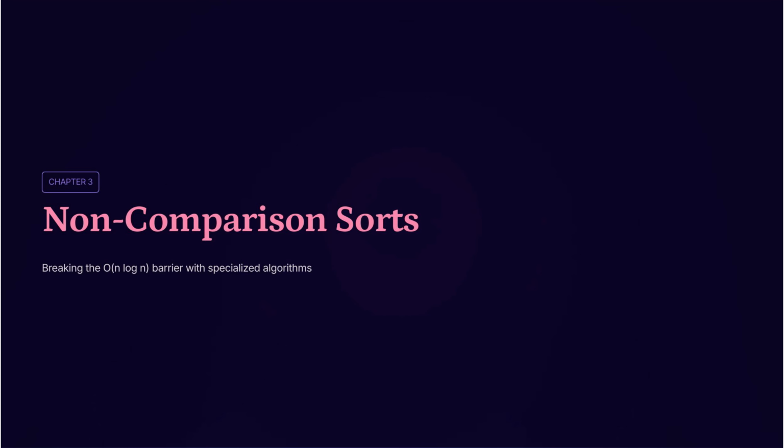Non-comparison sorts, like counting sort, radix sort, and bucket sort, bypass the O(n log n) limit by leveraging data properties. These algorithms assume integer keys within a known range or uniformly distributed values, achieving O(n) or O(nk) time complexity. They offer significant speed advantages when applicable, unlike traditional comparison-based methods.